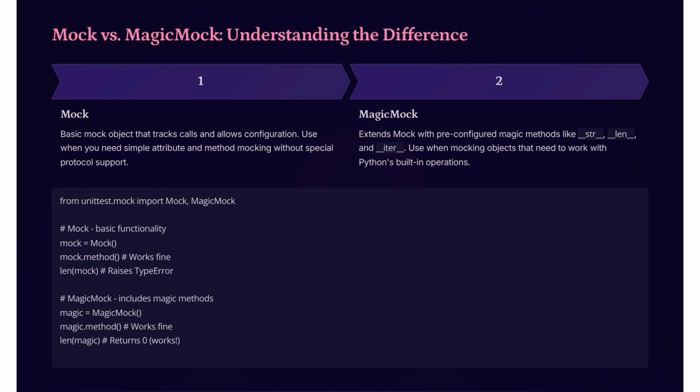Mock objects are basic, tracking calls and allowing configuration, ideal for simple attribute and method mocking. MagicMock extends Mock, pre-configured with magic methods like str, dir, len, and iter, suitable for objects interacting with Python's built-in operations. For instance, len of a Mock raises a type error, while len of a MagicMock returns 0, demonstrating its enhanced capabilities.